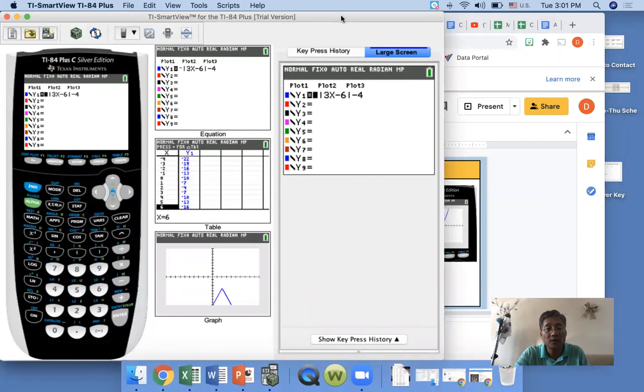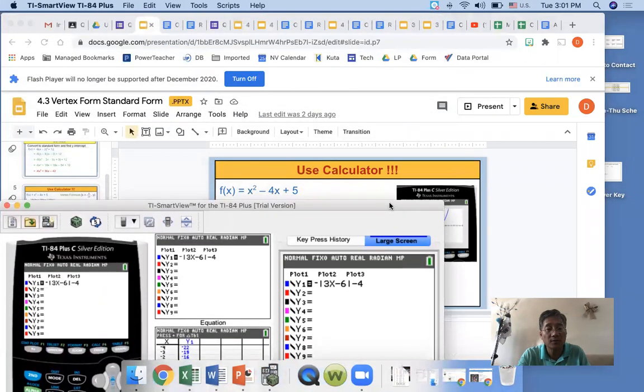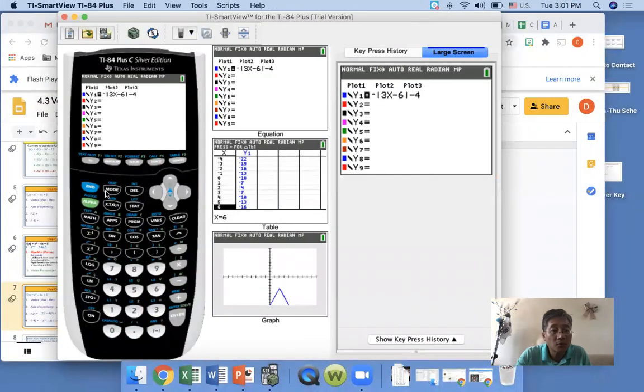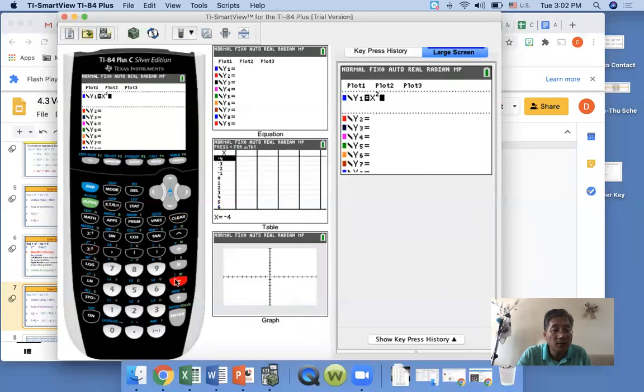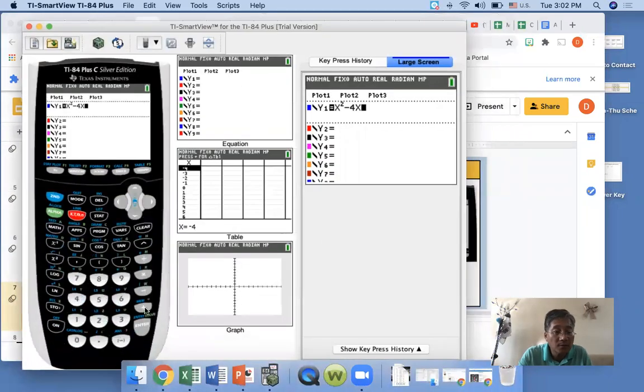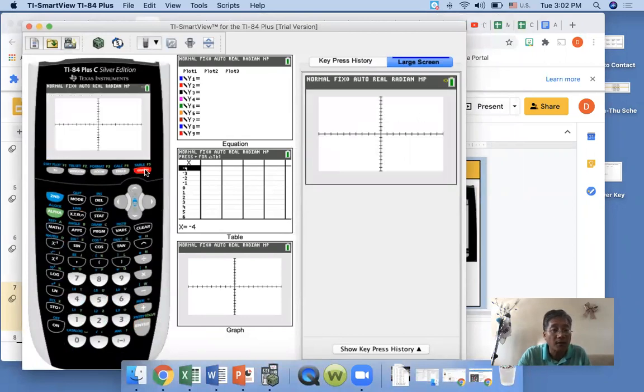Now I need to put the function. Let's see the function. y equals x squared minus 4x plus 5, right? So I'm going to clear the function. How do you clear it? Here. And then put the function in the graph mode, x squared minus 4x, and then what is it? Plus 5? Yes, plus 5, and then enter and graph. Your graph will be like this.